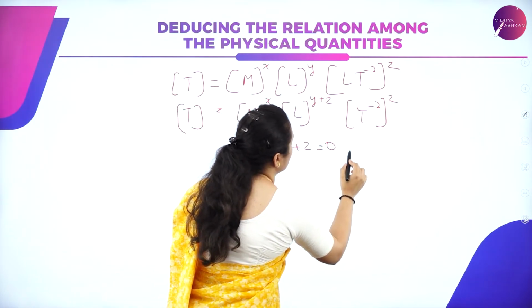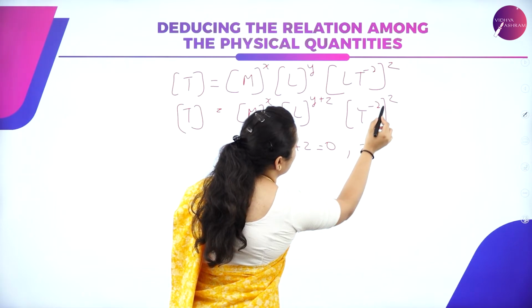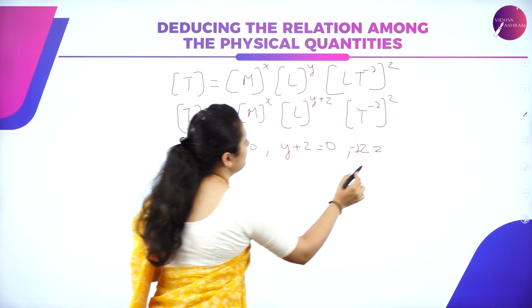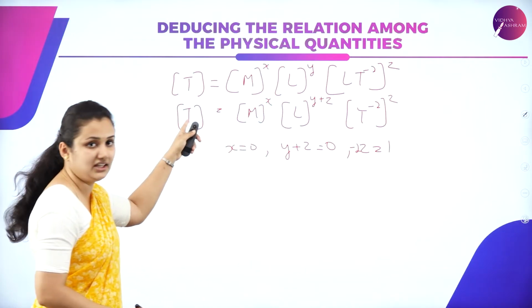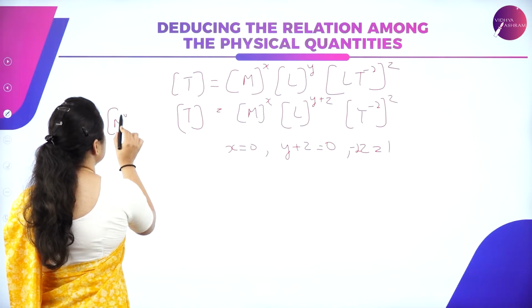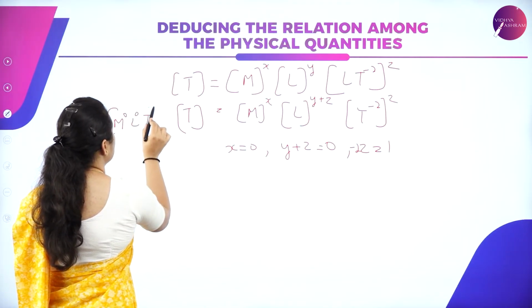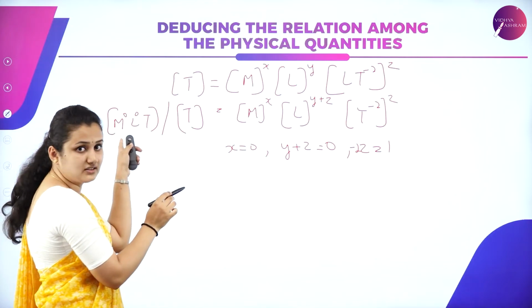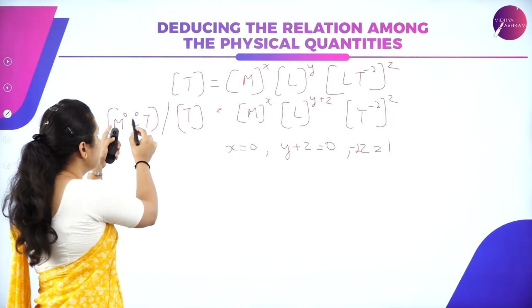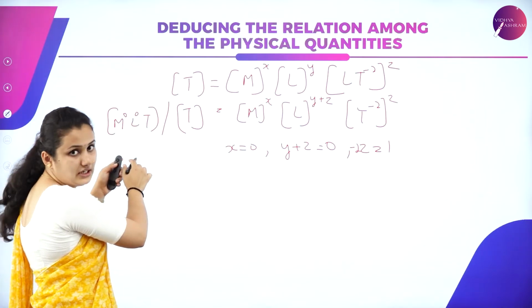Then what will be Z? It is minus 2Z. Minus 2Z is equal to 1. I have T here, but I don't have M or L, so you can write it as M0 L0 T. You can write it this way or this way. Both are correct. It has 1 dimension in time, 0 dimension in length and 0 dimension in mass.